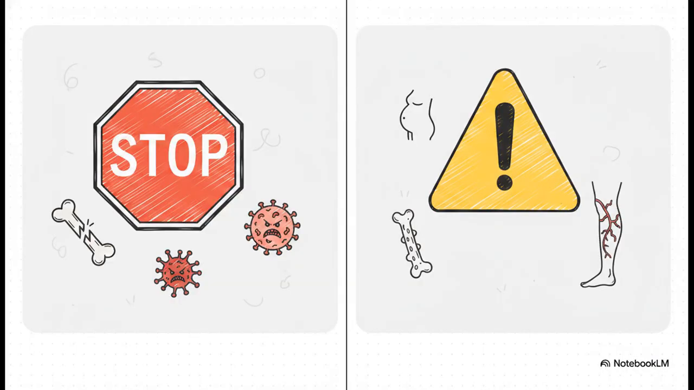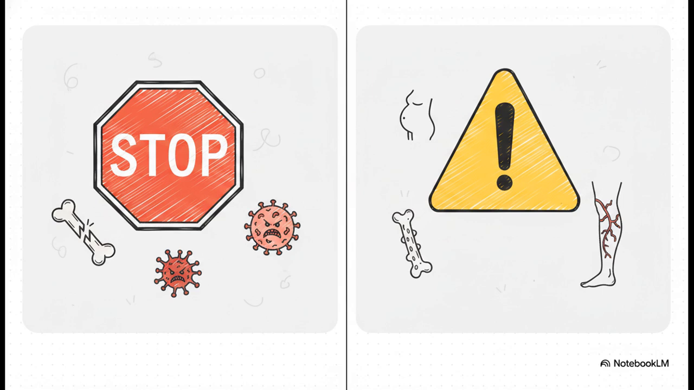Now, safety really means knowing when not to treat. I want you to memorize this mnemonic for absolute contraindications. DIM BUS. That stands for deep vein thrombosis, infection, malignancy, bleeding disorders, unhealed fractures, and skin disease. If you see any of these, you stop.